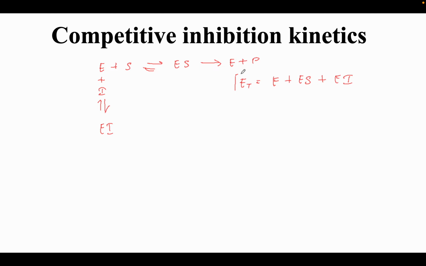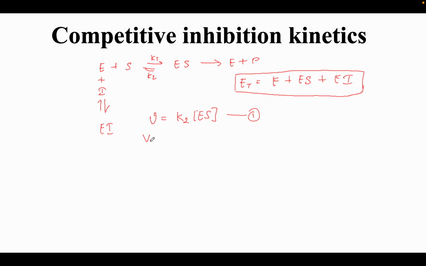So this is the total enzyme which is distributed across different species, whether it could be free, bound to substrate, or bound to inhibitor. And we already know that for the rate of reaction, this is K1, K2. Velocity is directly proportional to the ES formation.